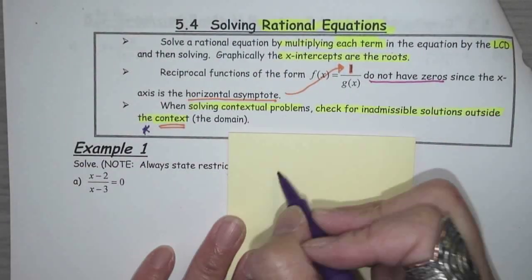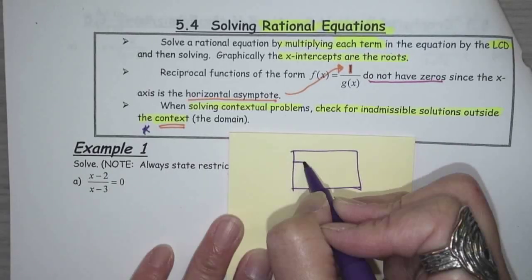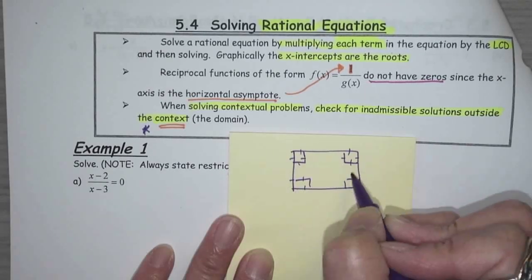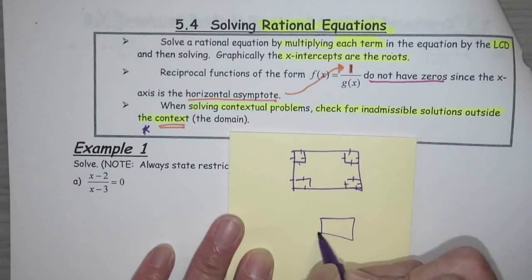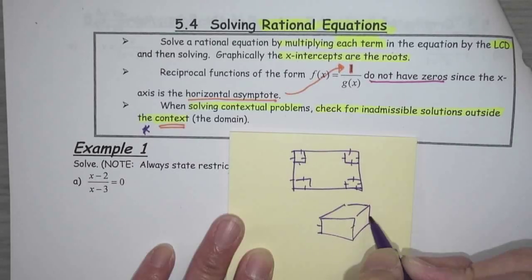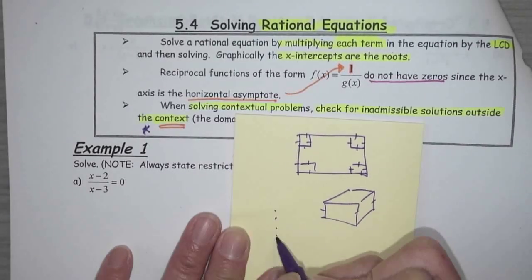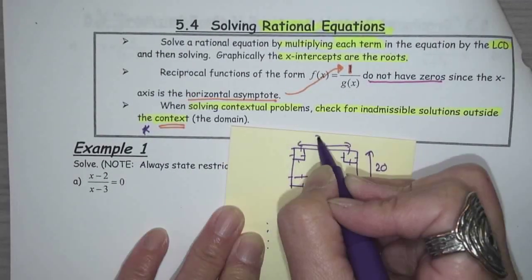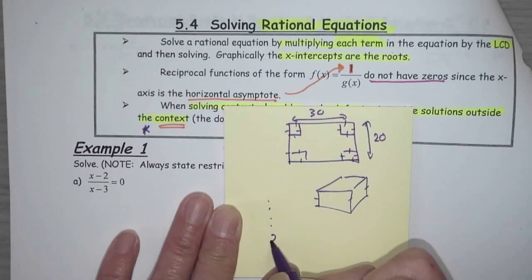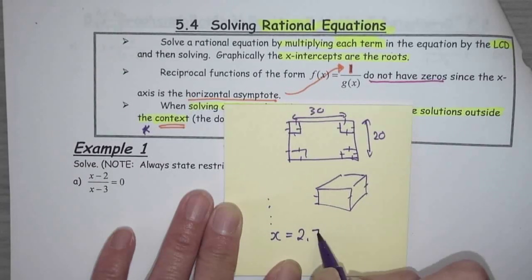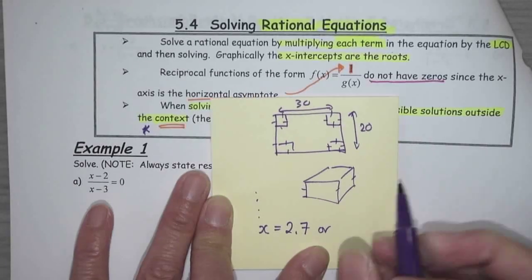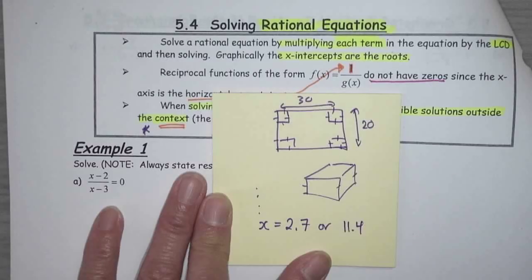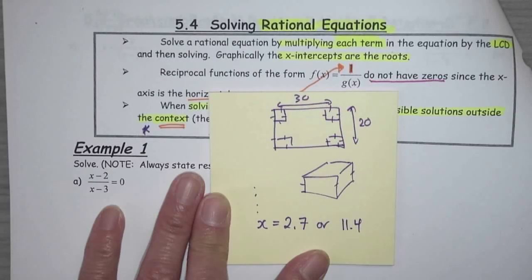Again, I just did this one with my grade 11s. We cut out the squares, and we folded it up to make a little box. I said, okay, something like 20, and this was maybe 30 across. We got potentially two answers, x equals 2.7 or x equals 11.4. They're both positive numbers. Are they both possible answers? No. Which one's not possible?